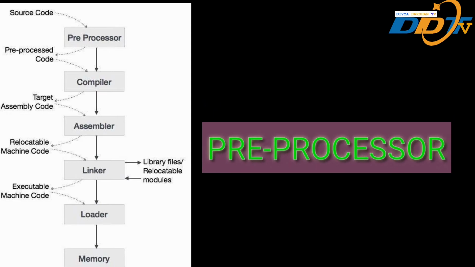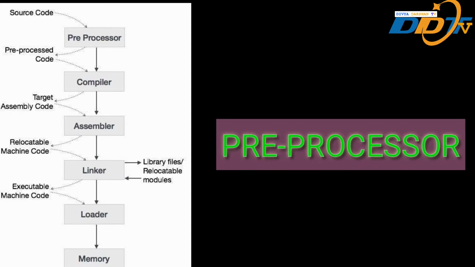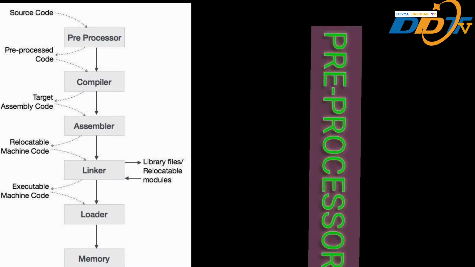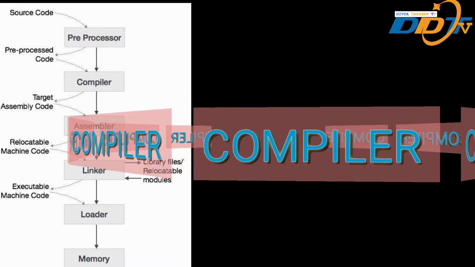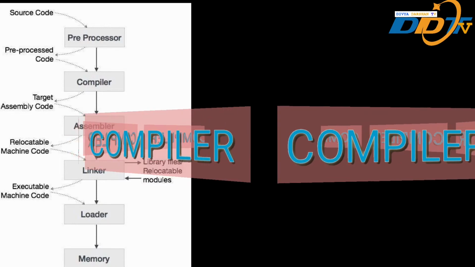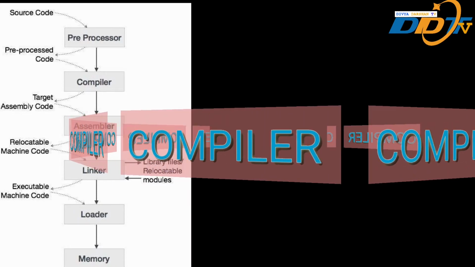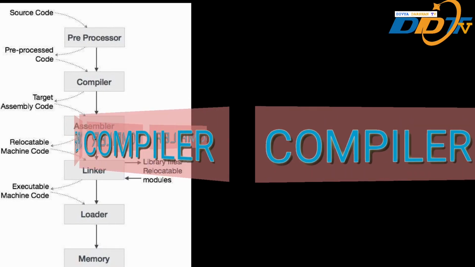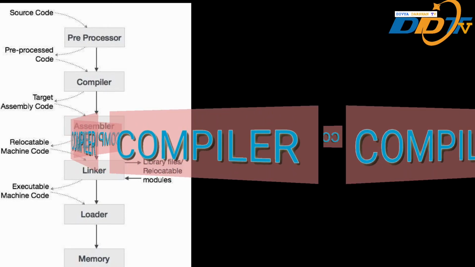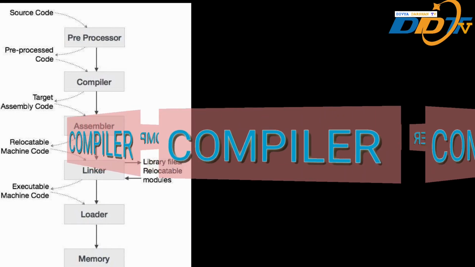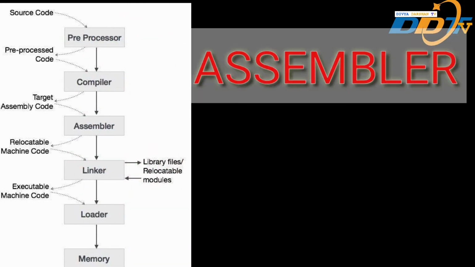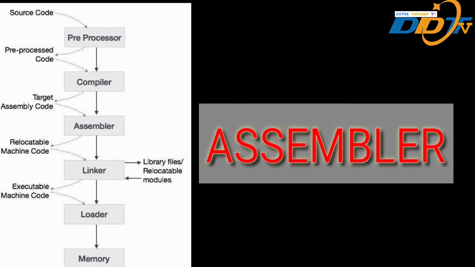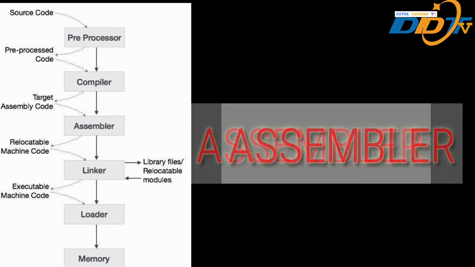We know that the high level language is converted into binary language in various phases. And a compiler is a program that converts high level language to assembly language. It takes pre-processed code as input and produces target assembly code as output. Similarly, an assembler is a program that converts the assembly language to machine level language.